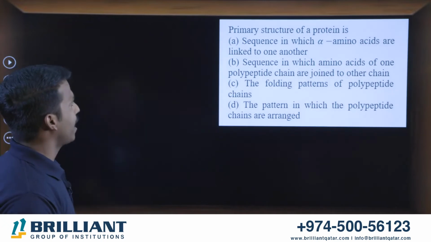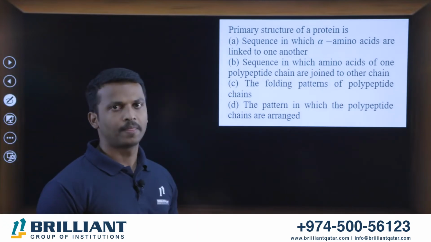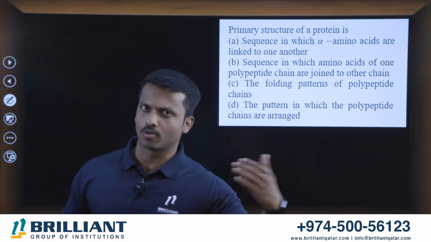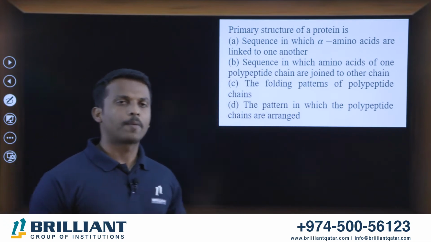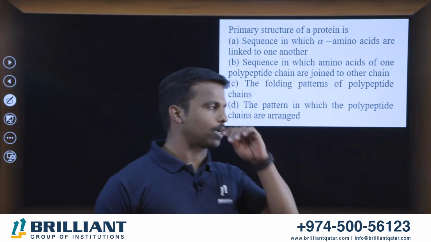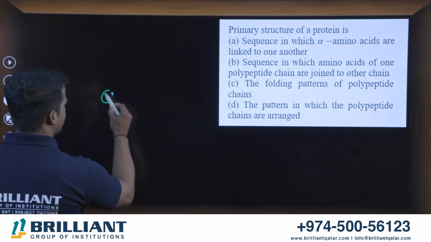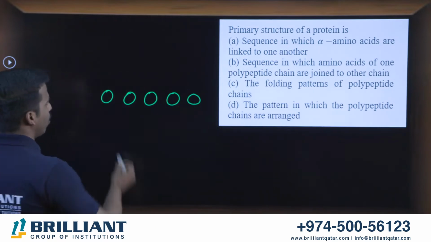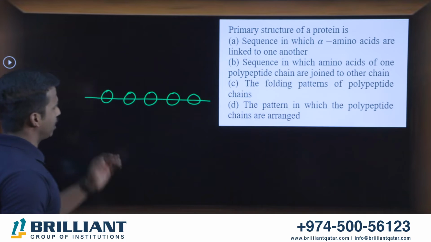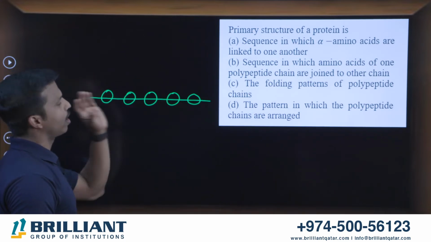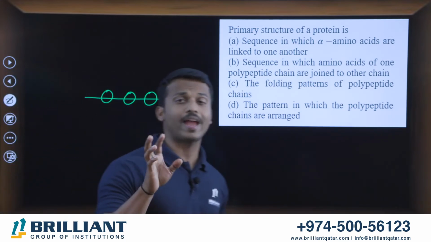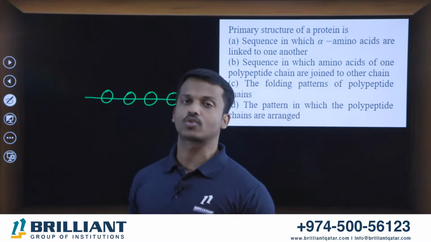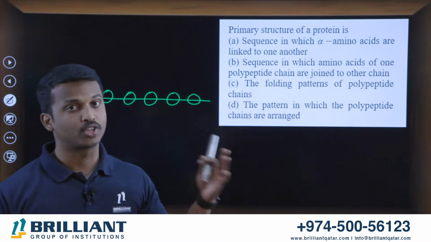Next question. Primary structure of a protein is. We studied that protein has a total of four structures. The fourth, quaternary structure, is very rare, you know. What is meant by primary structure? The amino acids are arranged on a polypeptide chain in a specific and sequential arrangement. The specific and sequential arrangement of amino acids on a protein chain is called what? Which is called the primary structure of protein.